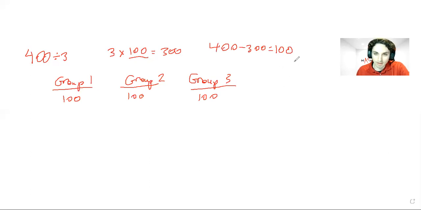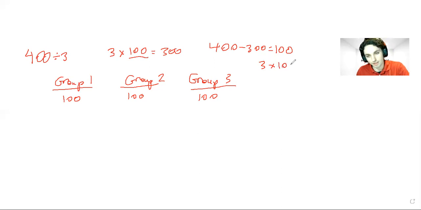So I already know that since 3 times 100 was 300, we're not going to get another 100 for each of these groups out of that 100. So this time, instead of multiplying by 100, I'm going to multiply by a multiple of 10 and see what is the largest multiple of 10 that will go into 100.